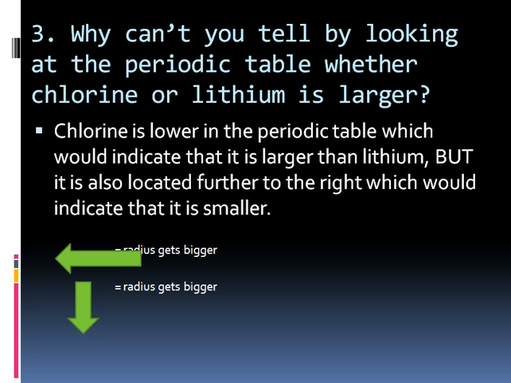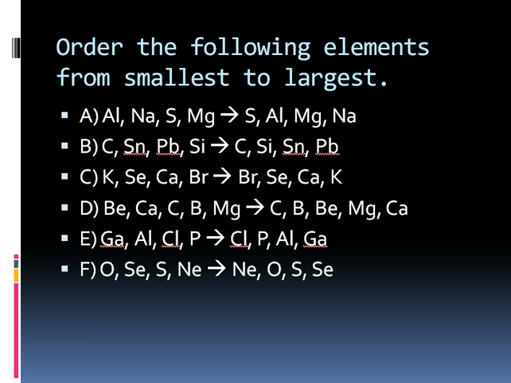Question 3 says, why can't you tell by looking at the periodic table whether chlorine or lithium is larger? Chlorine is lower in the periodic table, which would indicate that it is larger than lithium, but it is also located further to the right, which would indicate that it is smaller. As you move left in the periodic table, the radius gets bigger. Also, if you move down in the periodic table, the radius gets bigger.